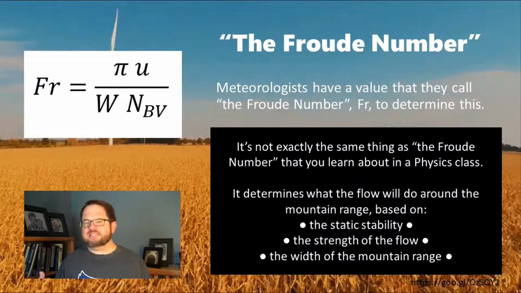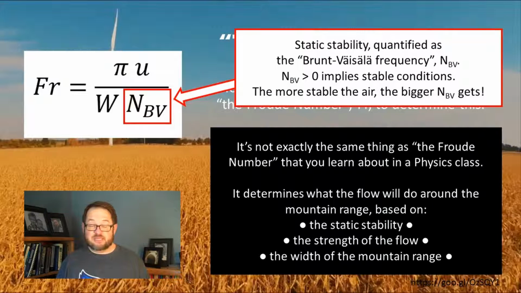It is not exactly the same thing, by the way, if your physics teacher used the word Froude number, although it is in fact related. There is also a term that means the Froude number that you learn in general physics. This is a different number that Froude came up with. This is a Froude number that determines what the flow is going to do when it encounters a mountain range. And the Froude number is written there on the left side of the screen, and there are a number of factors that go into it. One of them is the static stability.